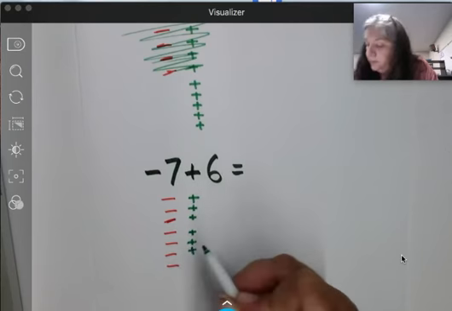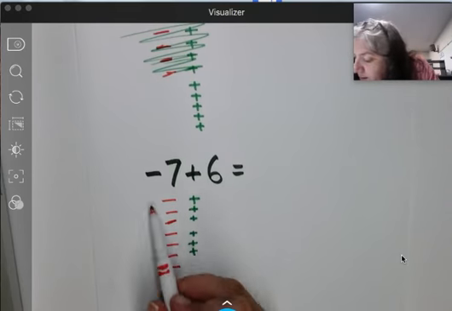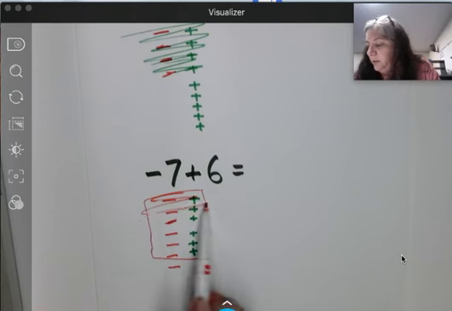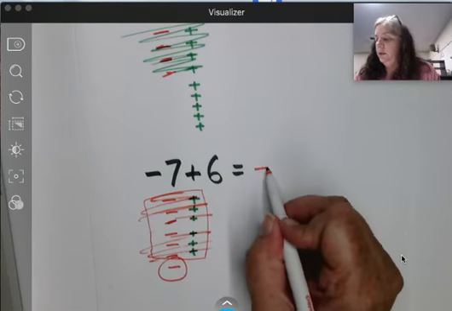So what's going to happen when we go to battle? What's going to happen is these guys are all going to cancel each other out, right? They're going to obliterate each other. What's going to be left at the end of the battle? 1 negative. So our answer is -1.